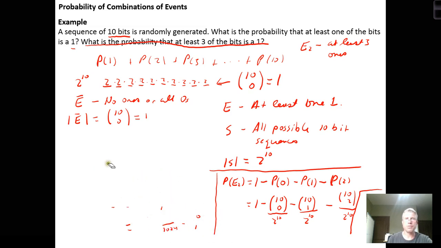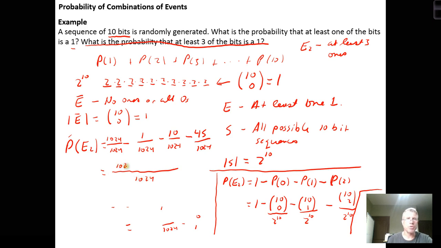So the probability that I have at least 3 1s is going to be 1 minus 10 choose 0, which winds up being a 1, so 1 over 2 to the 10th, which is 1024, minus 10 choose 1. There are 10 ways to do that, so 10 over 1024, minus, and when you calculate 10 choose 2, you get 45. So 45 over 1024. Here's a 1; get your common denominator right. This is really 1024 over 1024. So we get a bunch of stuff over 1024: 1024 minus 1 minus 10 minus 45. And when we work that all out, we get 968 over 1024, which simplifies to 121 over 128.